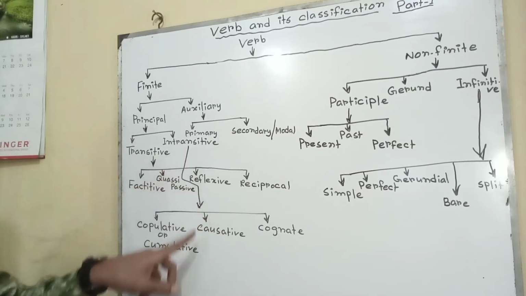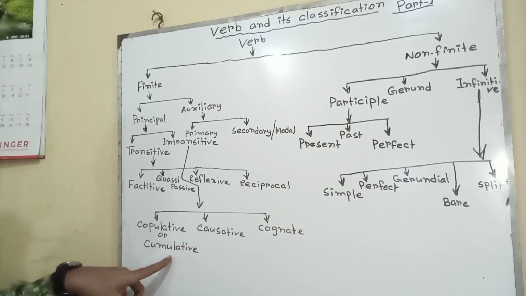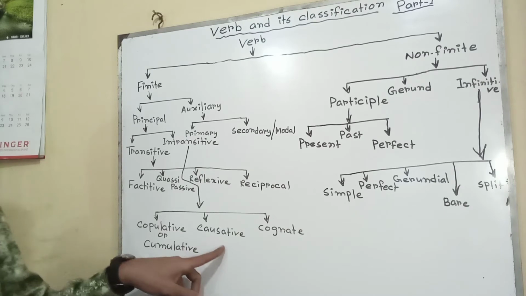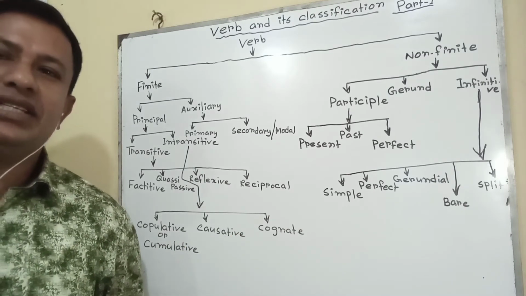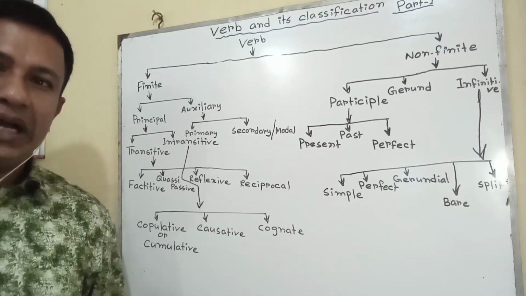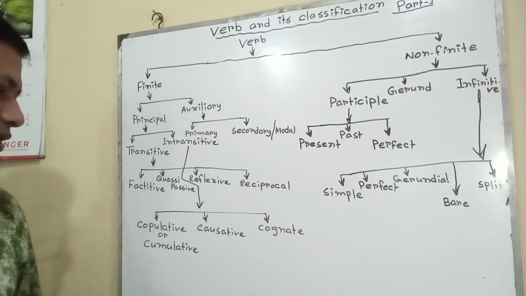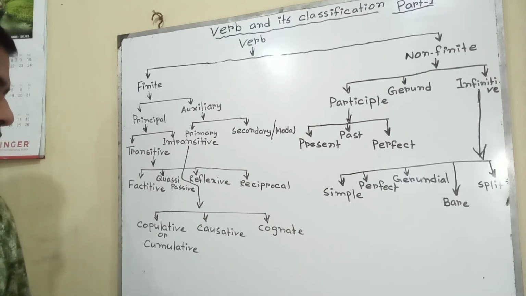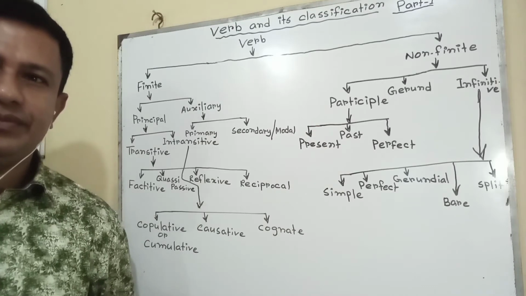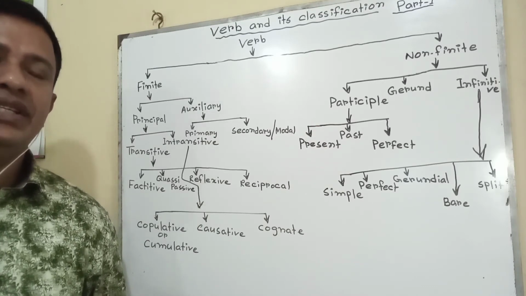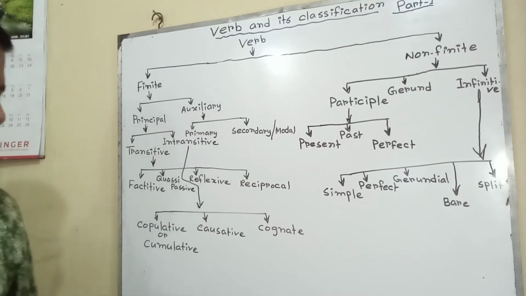Then coming to intransitive verb. Intransitive verb is categorized into three types: copulative, causative and cognate. Copulative: the verb doesn't have an object but has an adjective to make the sentence meaningful, and is called a copulative verb, such as: he looks handsome, it tastes sweet, it smells good. These types of words.